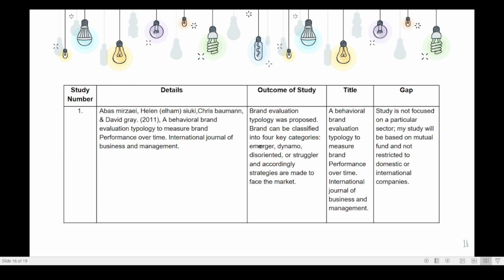Okay. So the first thing is the study number, then detail in the form of the name of a person, the year he or she is publishing, the outcome, just 1 or 2 lines on what he or she has found out, then the title of the study as such, or where the paper has been published. Gap, what is the gap? Okay, so this is a tabular form. You can put all the 100, 200, 300 studies in this form, and keep on eliminating those which are not of much use to you. You can do that.